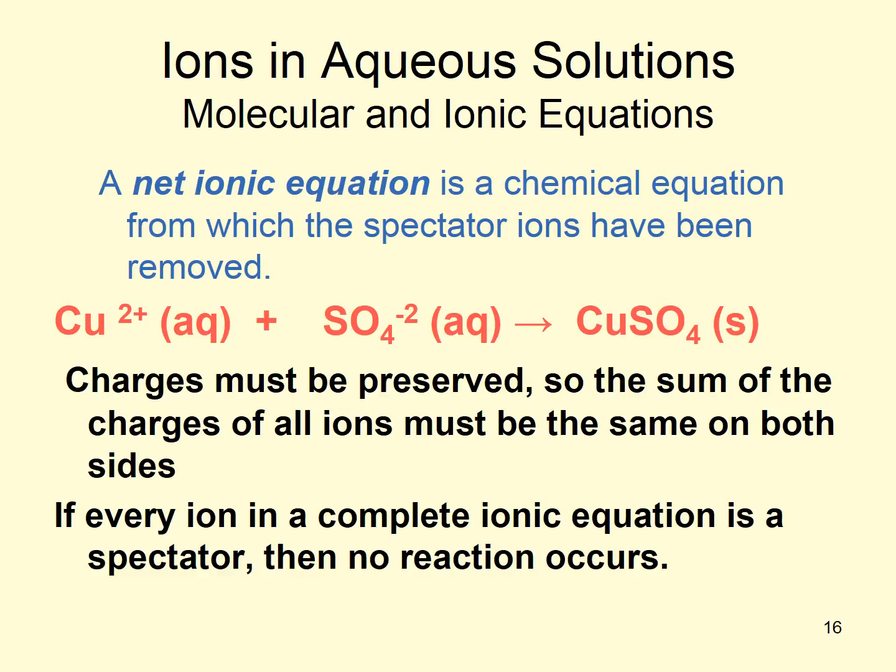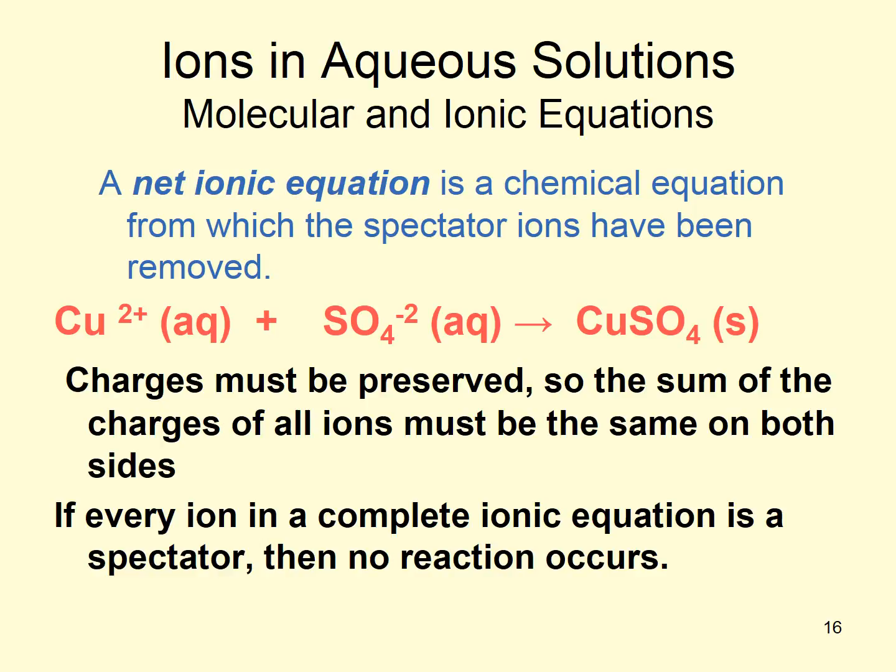The net ionic equation is the chemical equation where the spectators have been removed, and so it's really the important part of the reaction. In this case, the copper ion plus the sulfate ion combine to form copper sulfate precipitate. Keep in mind that charges must be preserved, so the sum of all the charges on one side should be the same as the charges on the other side. They may not always be 0, but they have to be equal to each other. In this case, copper is a 2 plus, sulfate's a negative 2, so it has a total charge of 0, and of course the copper sulfate is a solid, is neutral, and so it's also 0.